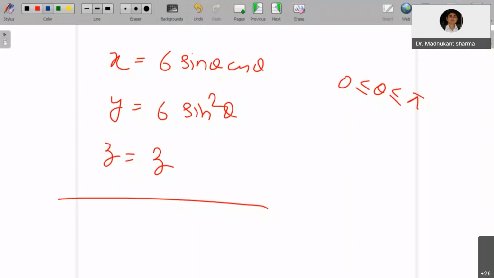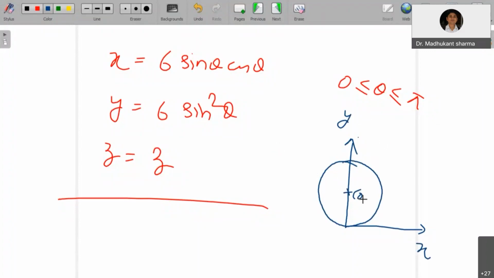So in the xy plane, it will look like this. You are measuring here. This is r equals 6 sine theta, that is the equation of the circle, and theta lies from here to here, 0 to pi. Okay, right.